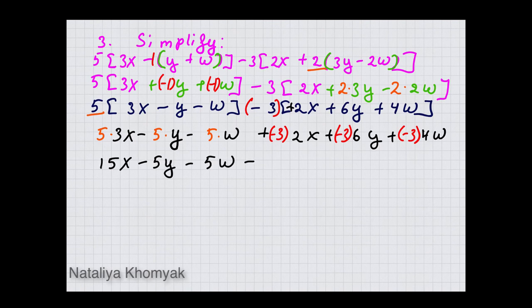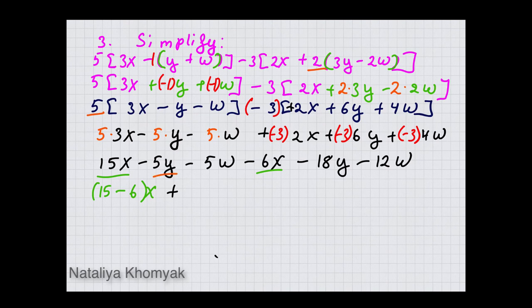Positive times negative, negative 3 times 2, negative 6x. Positive times negative, negative 3 times 6, negative 18y. Positive times negative, negative 3 times 4, negative 12w. Okay, so now we have some like terms here. We have x here and here. 15, negative 6. Separate with pluses because we don't know what the final answer is. We don't want to be committed.